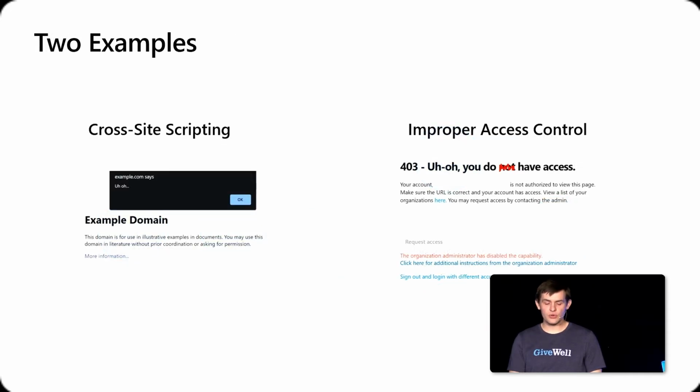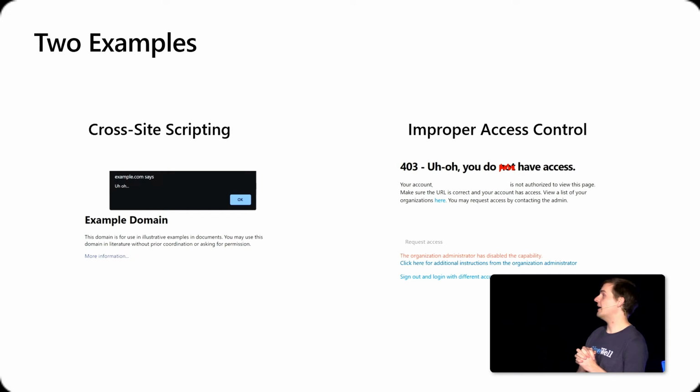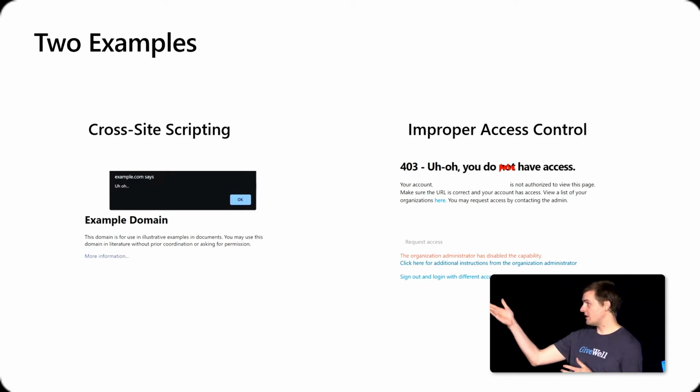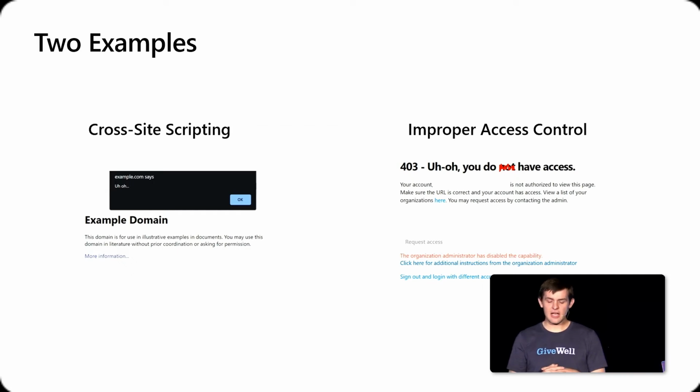So I'm going to go through just 2 examples of things we've done: noticed a pattern, and then used some sort of mitigation to address it at a higher level. Like I mentioned, improper access control and cross-site scripting are 2 of the most common vulnerabilities that we saw over the last year. And so I'm going to talk about a service where we saw a lot of XSS issues and what we did, and then an API where we saw improper access control issues and what we did there.